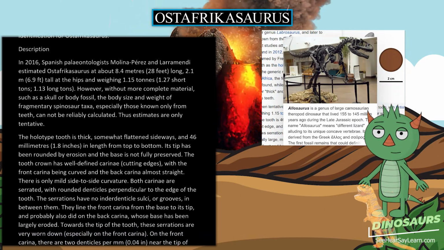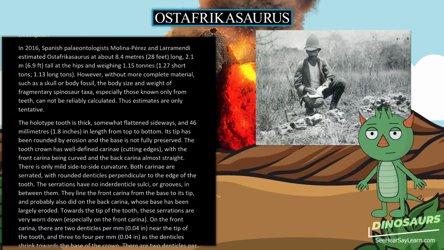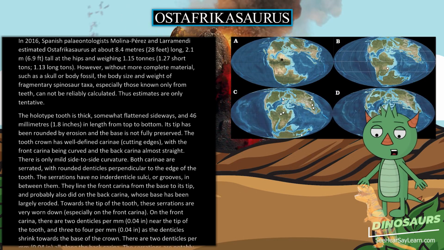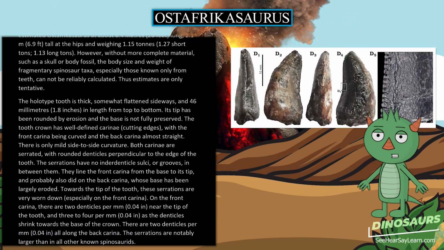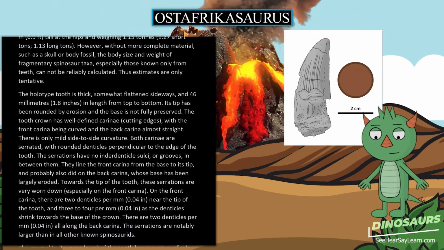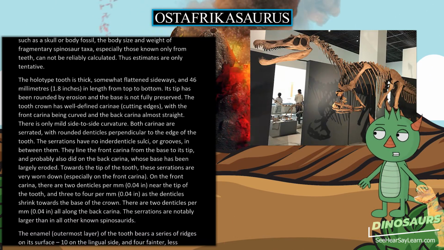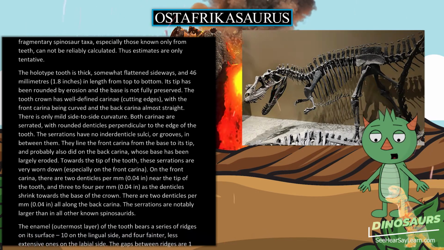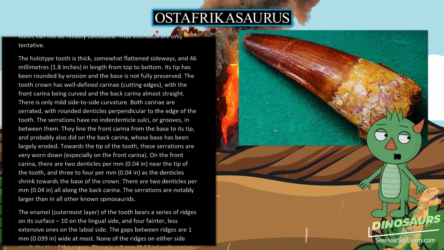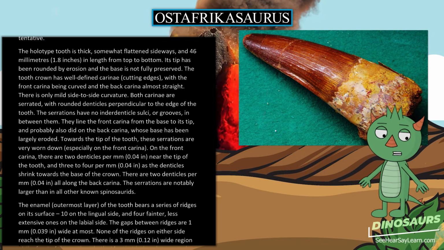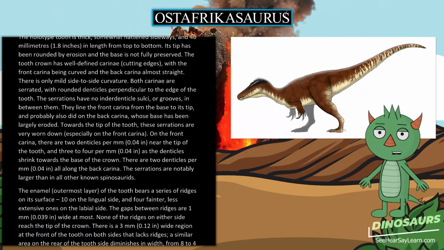The holotype tooth is thick, somewhat flattened sideways, and 46 mm (1.8 inches) in length from top to bottom. Its tip has been rounded by erosion and the base is not fully preserved. The tooth crown has well-defined carinae, or cutting edges, with the front carina being curved and the back carina almost straight. There is only mild side-to-side curvature. Both carinae are serrated, with rounded denticles perpendicular to the edge of the tooth. The serrations have no interdenticular sulci, or grooves, in between them. They line the front carina from the base to its tip, and probably also did on the back carina, whose base has been largely eroded. Towards the tip of the tooth, these serrations are very worn down, especially on the front carina.